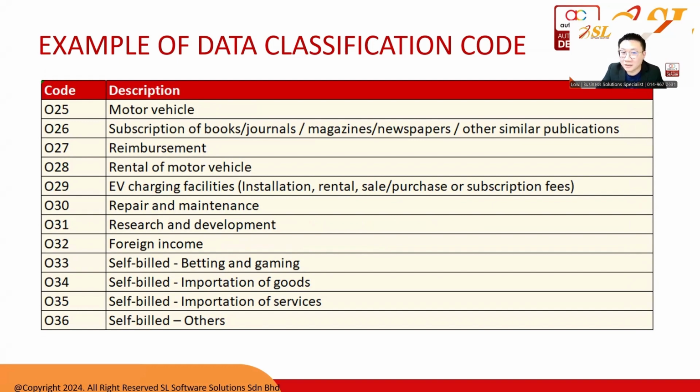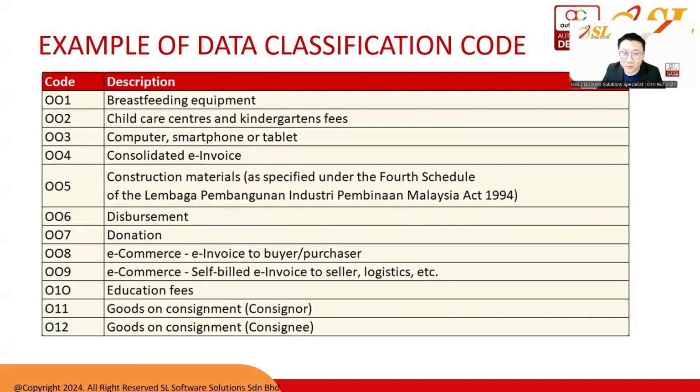Okay, for the purchase of a new set of computers, that's why this classification code must be properly assigned. Another example, you see the consolidated invoice is 004, and then the construction material is 005. This is a very specific item. You need the construction material 005, disbursement, donation, and so on.